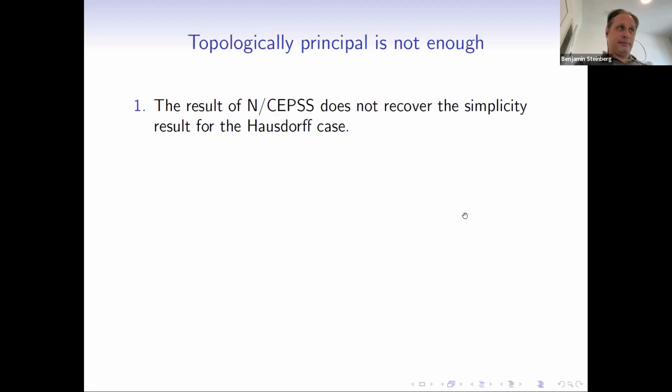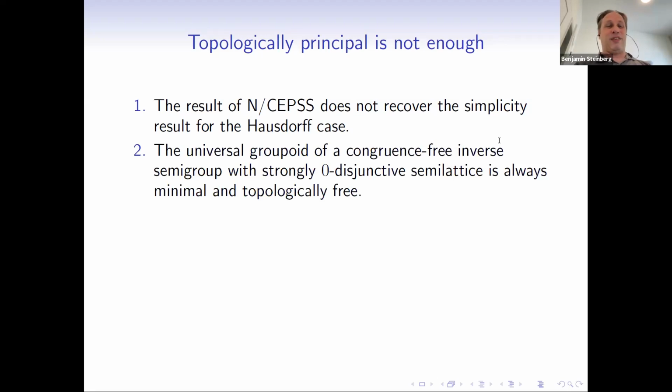So in any event, topologically principal is not really enough, because notice the result I just spoke about doesn't even recover the simplicity result for the Hausdorff case. In the Hausdorff case, the result was minimal and effective, but effective is totally independent of topologically principal. There are minimal effective Hausdorff groupoids in which every isotropy group is uncountable. So it's very far from topologically principal.